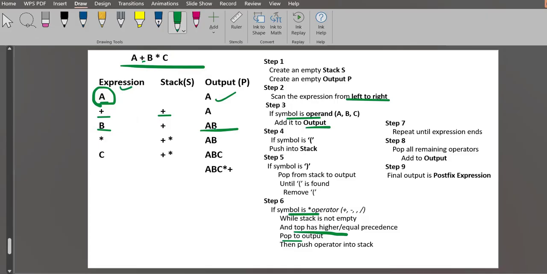So A and B. So you don't need to remove this A. Once there is a B, then whatever you have in the output, that you have to write remain the same and you have to add the new operand in the output. Okay. Now multiply is there. So now multiply will check if you want to push into the stack.